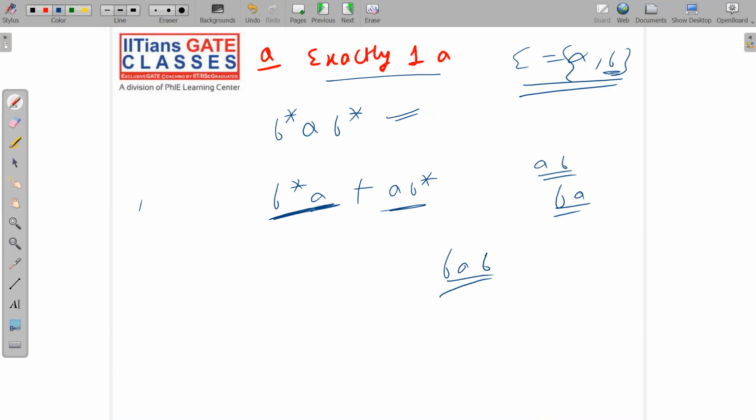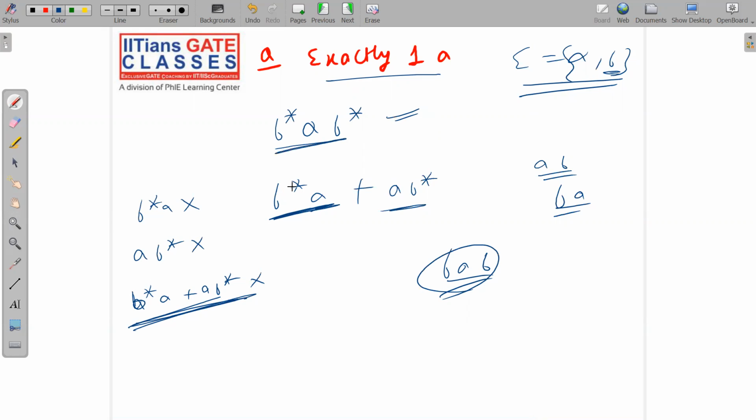And the wrong ways are what? B star a, this is wrong. AB star is wrong, and B star A plus AB star is also wrong, because B star A plus AB star is not representing BA. BAB is not represented by this expression. So B star AB star, this is the perfect way.